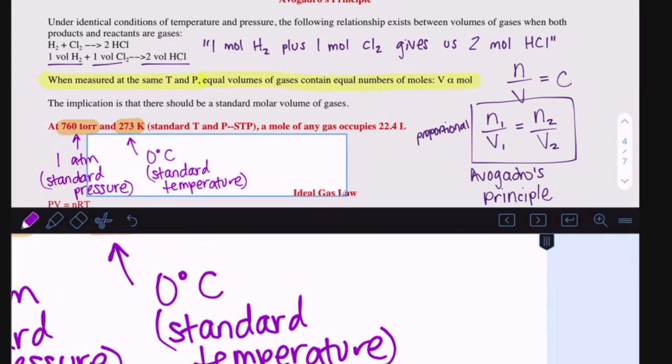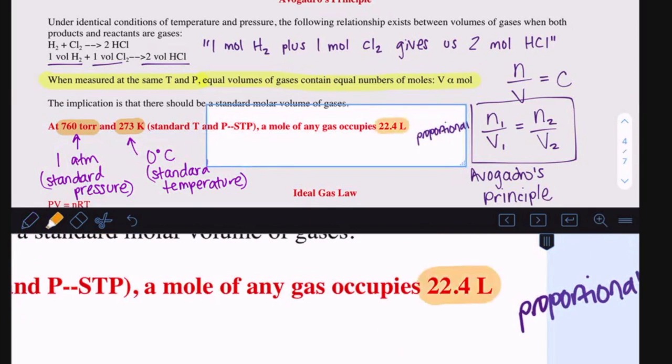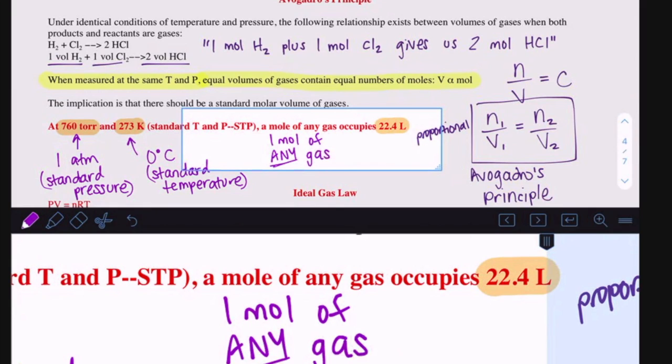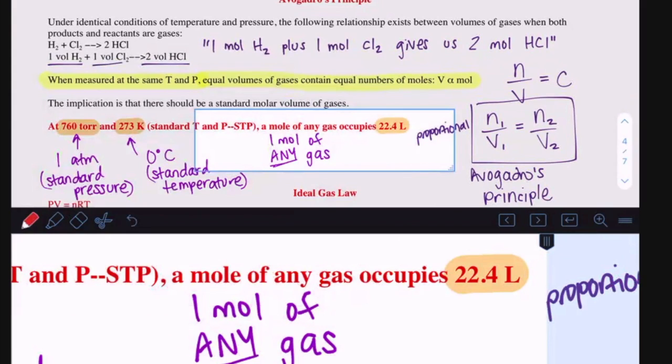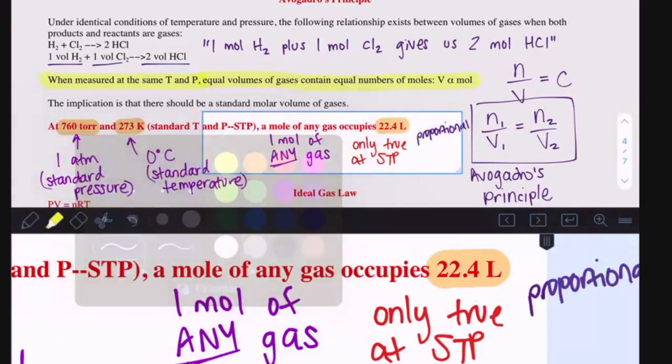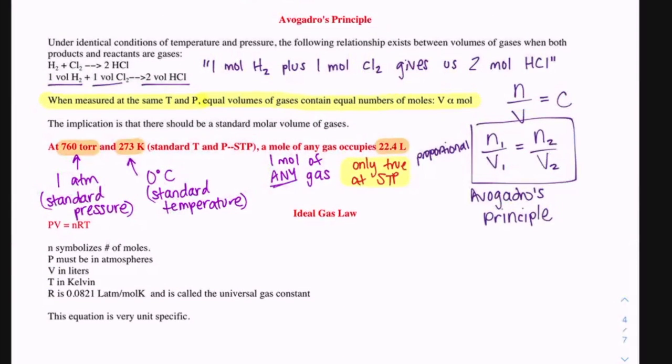And it's also telling us that at this standard temperature and pressure, a mole of any gas occupies 22.4 liters. Okay, so only one mole of any gas. And this, I'm going to use my red pen, that's super important. All of this is only true at STP. Okay, so all of that we just went through in red, so one atmosphere, 273 Kelvin, and having one mole of any gas occupying 22.4 liters of space, that is all true at STP. All right, so that is definitely something I would commit to memory.